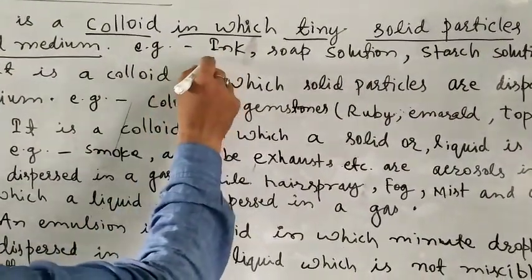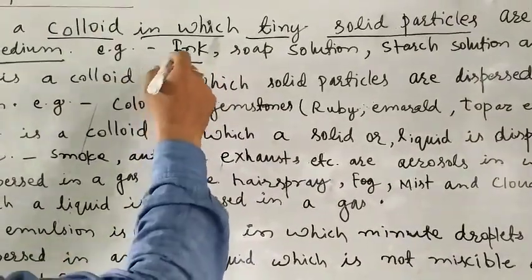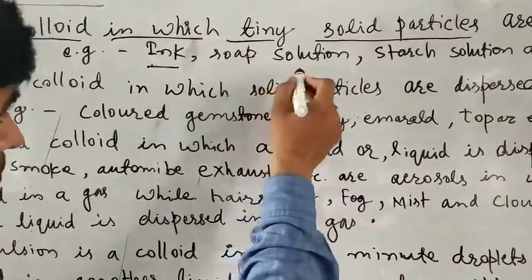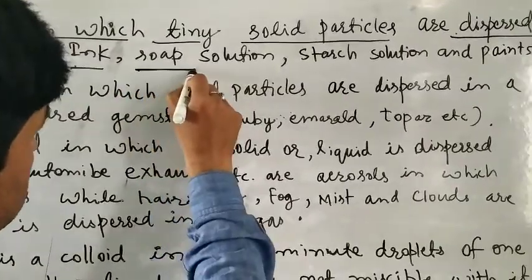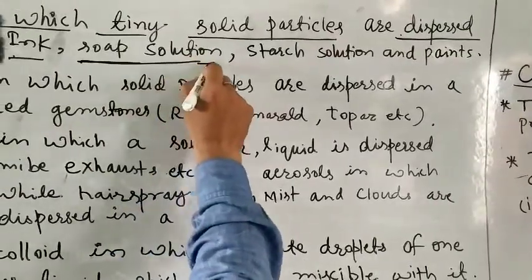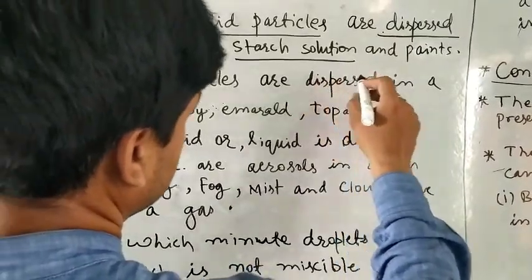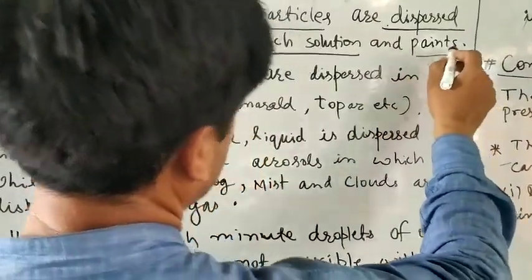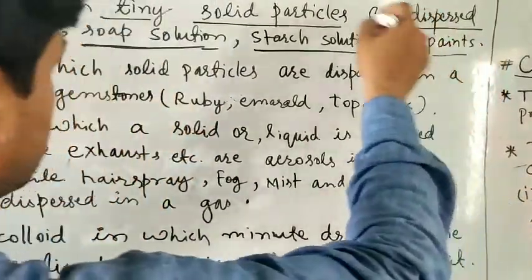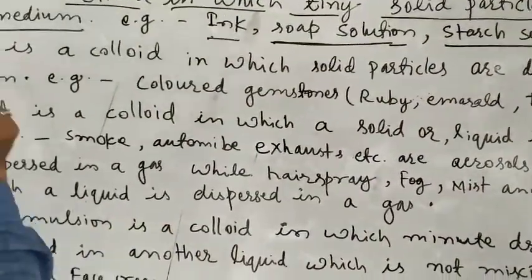For example, ink is a type of colloid. In it, solid particles of ink are dispersed in water. Soap solution: some solid soap particles are dispersed in water. Starch solution: some solid starch particles are dispersed in water. Paints: some solid particles of color are dispersed in alcohol. Such are the examples of sol.